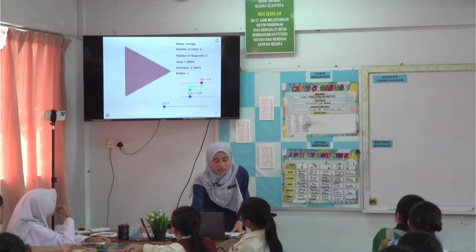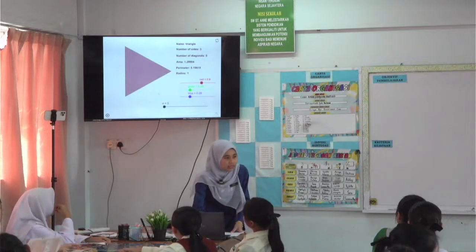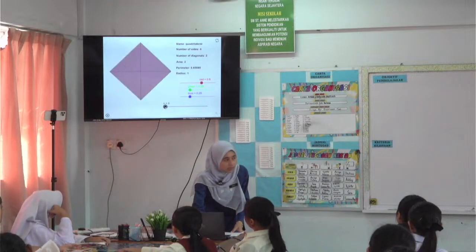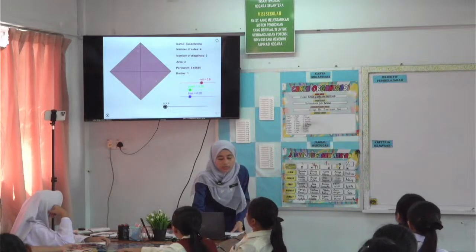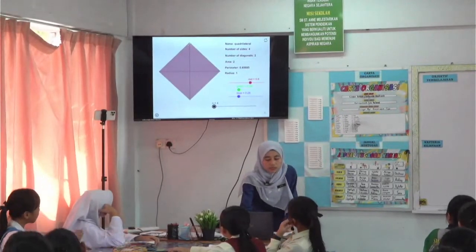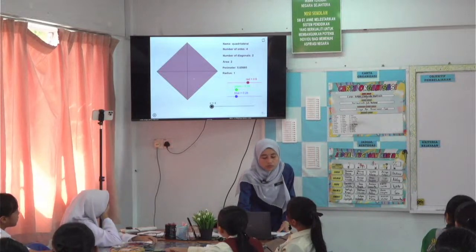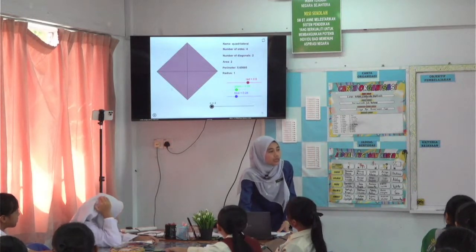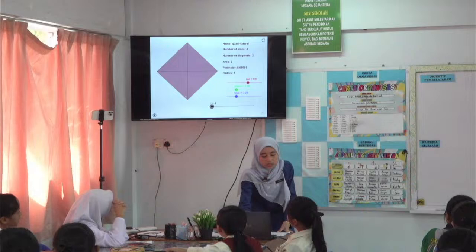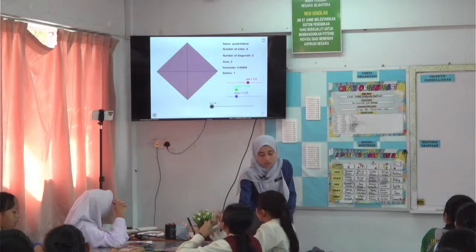Alright, now I change the number of sides. Let's see whether the vertices are still the same or change. So, I change the sides to 4. Can you see the change on the screen? So, how many sides? Let's count together. 1, 2, 3, 4. Okay, now we have 4 sides. How about the vertices? 1, 2, 3, 4. Okay, so the number of sides and the number of vertices are equal.